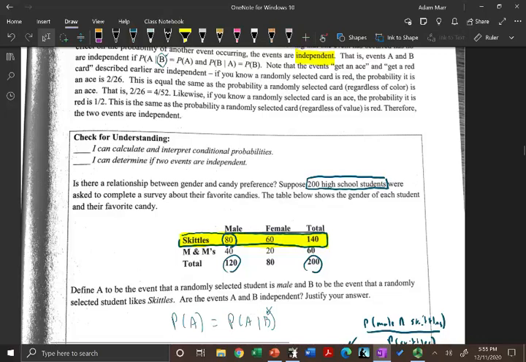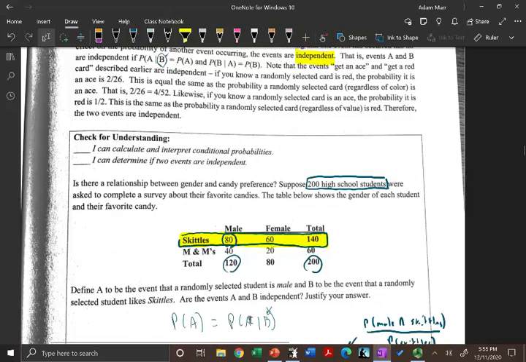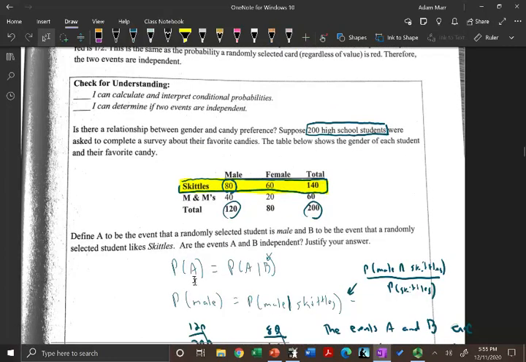If you're just talking simply about students who, in general, just like Skittles, does that increase the probability that it's a male? Do a lot more males like Skittles, basically, is what they're saying? Okay, so we're going to go probability of A equals probability of A given B. So A is male, and B is like Skittles right here.